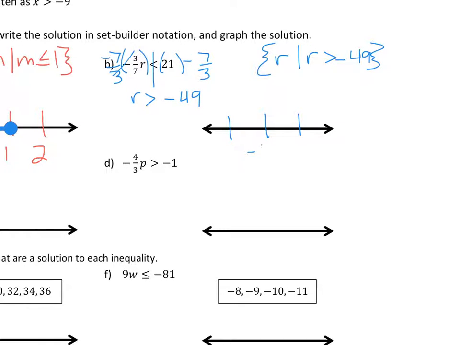Let's graph. Negative 49 in the middle. Down 1, up 1. It is an open circle, and I want r values greater than negative 49, which means I shade to the right.